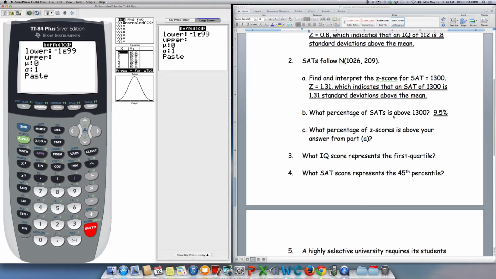Now if I go to my second function distribution and go into normal CDF, if I want to bounce this off the same problem I did in part B, what percentage of SATs is above 1300, I want to show that that's equivalent to asking what percentage is above the z-score that corresponds to 1300. So I'm going to go second function answer, because that was the answer from the previous thing that I did in the calculator.